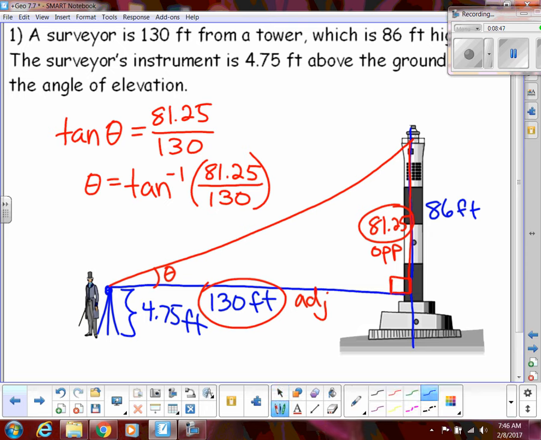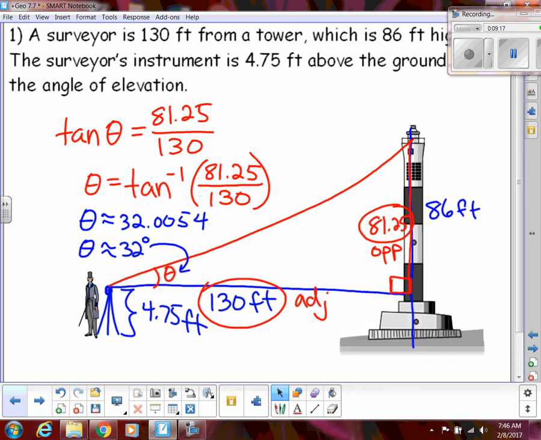So let's do that. Take your calculator, do second tan, and then we're typing in 81.25 divided by 130. My calculator is giving me 32.0054. So I would round that to be about 32 degrees. So we would know that this angle right here is roughly 32 degrees. That's the new thing that you're learning in this video.